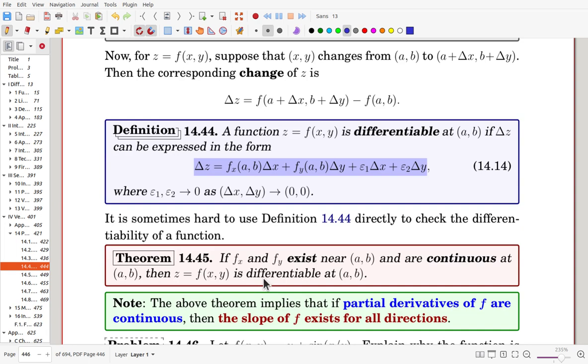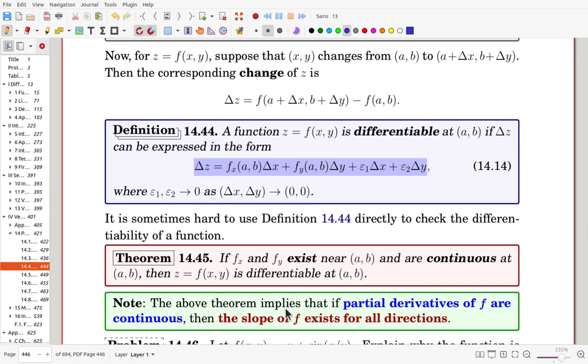Once you try to use this definition to check if the function is differentiable, it's very hard. Now, we have a theorem. If f sub x and f sub y, the partial derivatives, exist near the point (a, b) and they are continuous, then z equals f of x, y is differentiable at (a, b). So to check if the given function is differentiable, you have to check if the partial derivatives exist and are continuous. Then that's it.